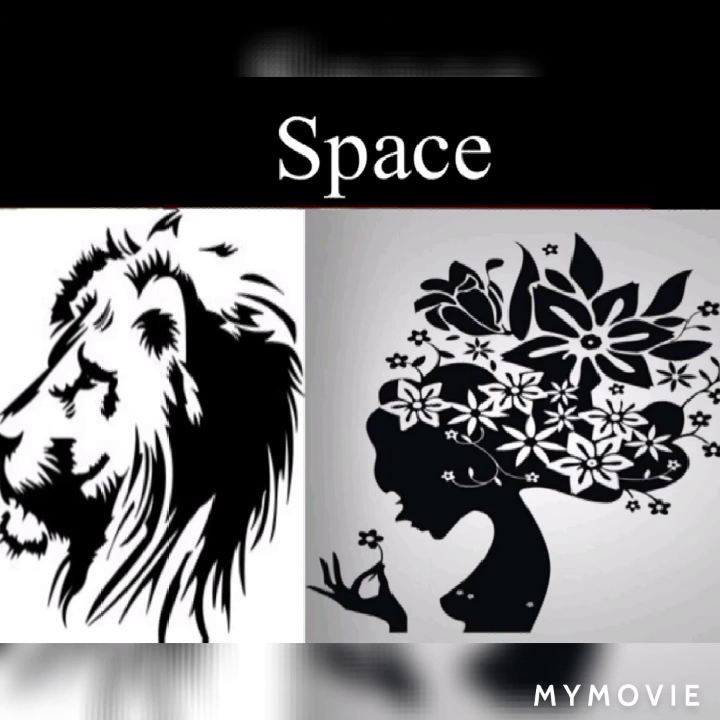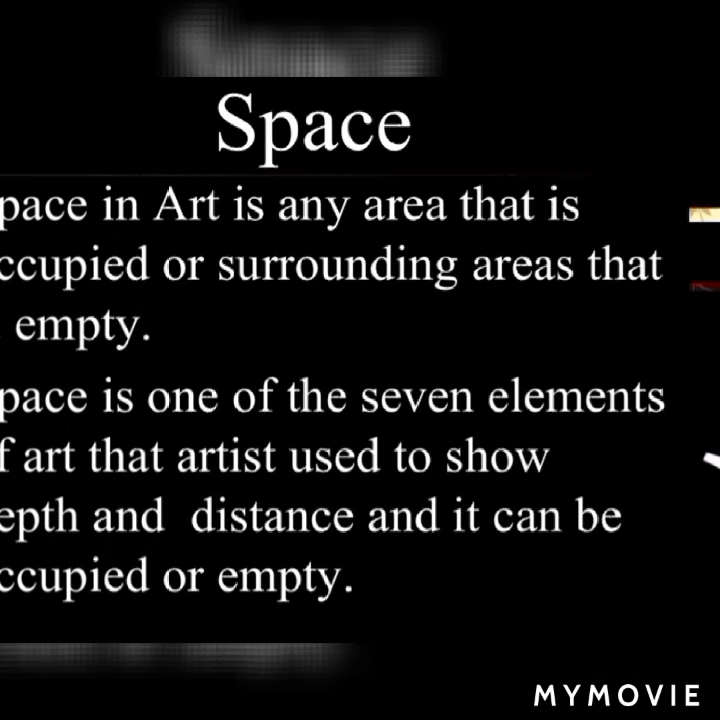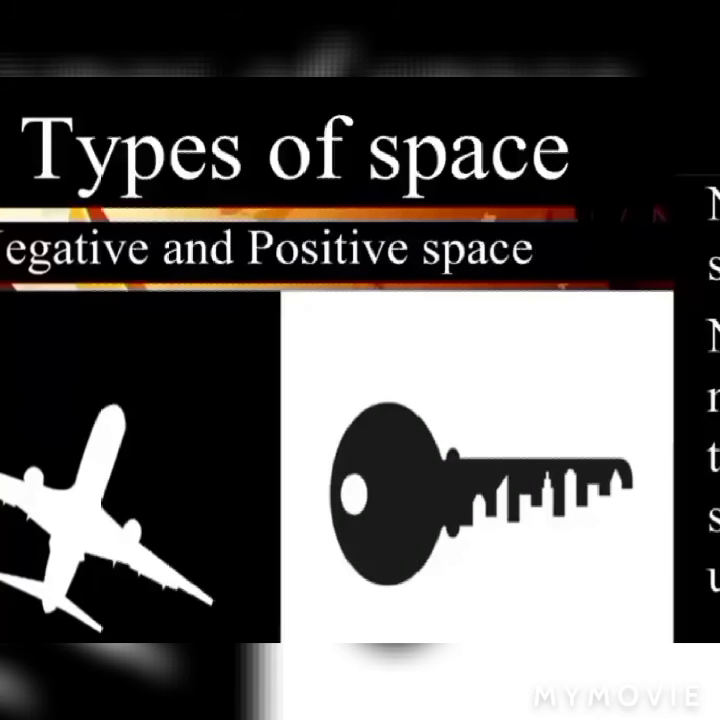Last but not the least, the 7th element of design is space. Space in art is any area that is occupied or surrounded areas that are empty. Space is one of the 7 elements of art that artists use to show depth and distance, and it can be occupied or empty. Types of space we have: negative space and positive space.